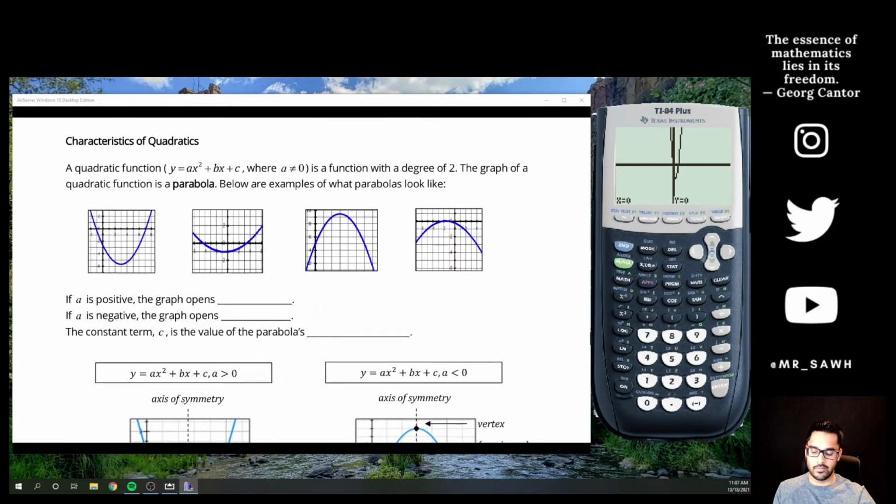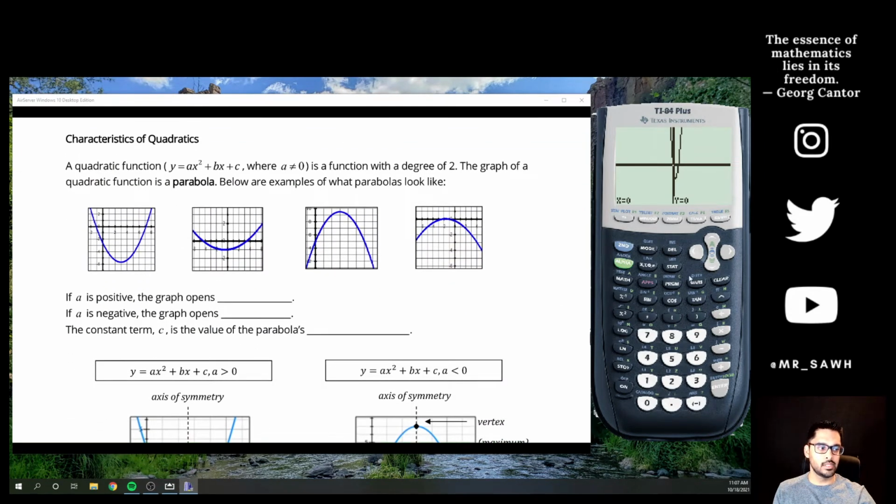Okay, now this page will give us a lot of information about these types of graphs and equations and what variable controls what. So a quadratic function, which again is of the form y is equal to ax squared plus bx plus c, again a can't be 0 or else it's linear now, is a function with a degree of 2. Okay, which is basically exactly what we said before, and that degree of 2 means you've got one of your exponents as a 2. Okay, the graph of a quadratic function has a name, and it's called a parabola.